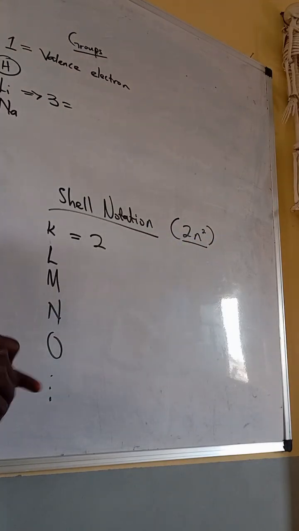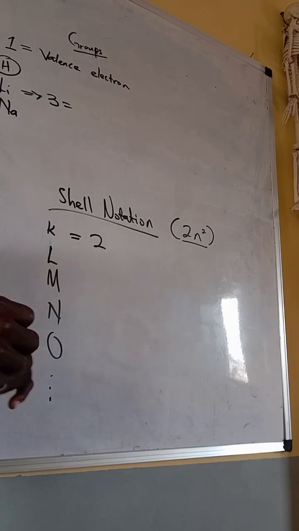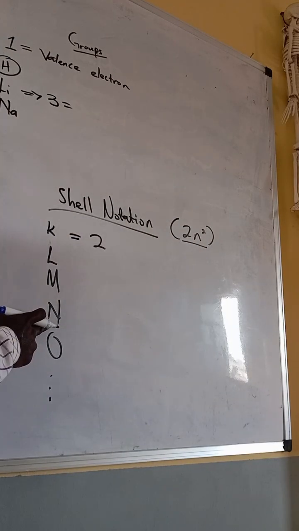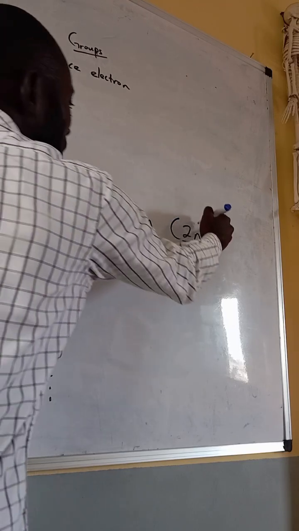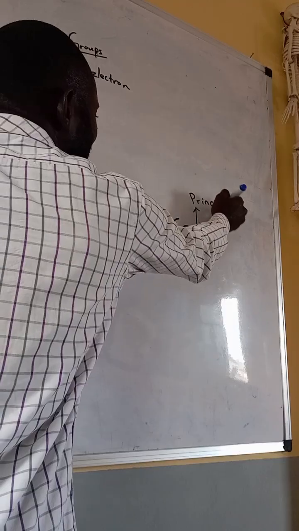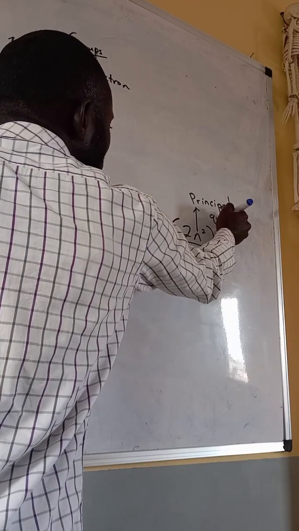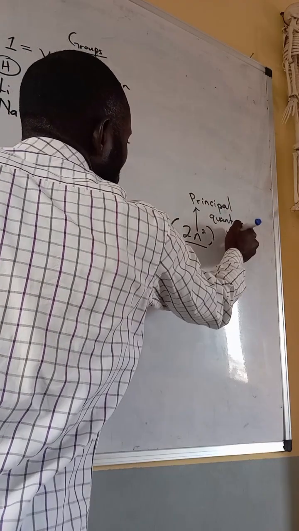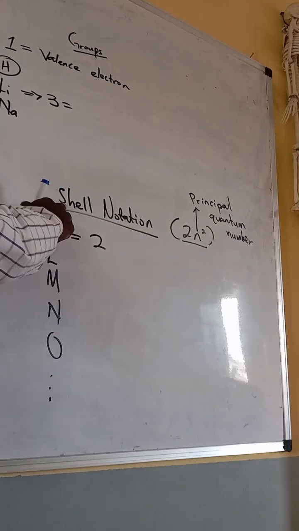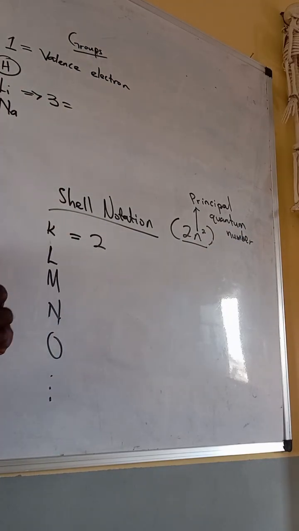There is a formula to know the amount of electrons a shell can contain. Yes, this N is different from this N. This N here means principal quantum number. Principal quantum number. That is what the small letter n means. What does this n mean? Shell. It's an energy level or shell.